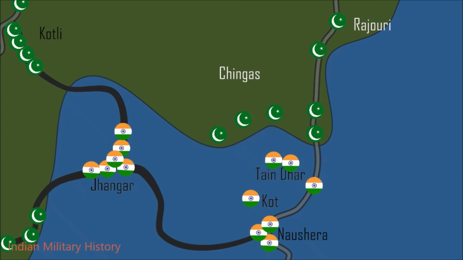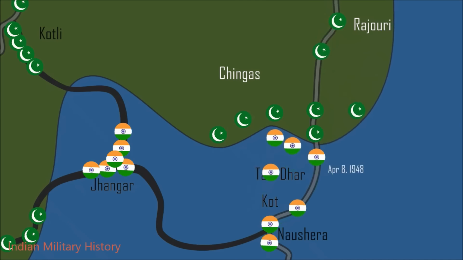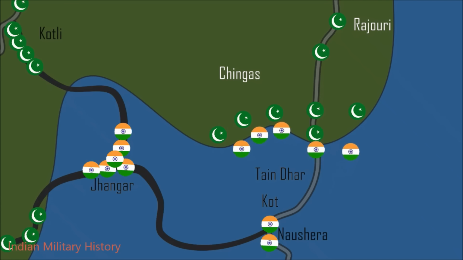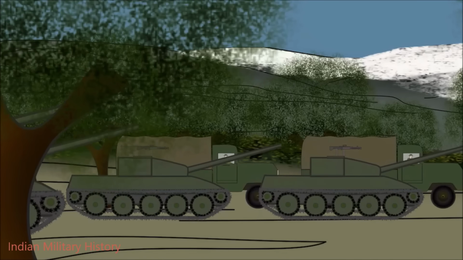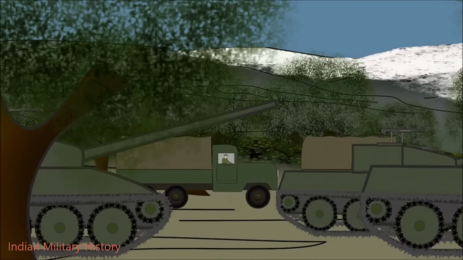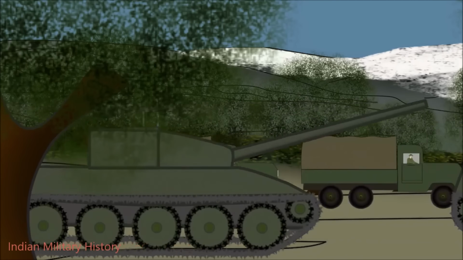The opening move in capturing Rajouri was made on April 8, 1948, by 4 Dogra from the 19th Brigade. Their flanks were secured by 2 Jat on the left of the thrust and 2 Rajputana Rifles on the right. The advance was conducted on a broader front with the infantry moving on the hills on either side of the main road, while the armor moved along the road. The Indian side expected fierce fighting for the enemy base at Chingas, so they employed tanks to be rolled into the area to dominate the battle.